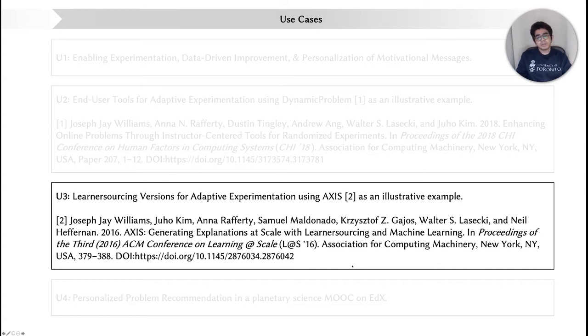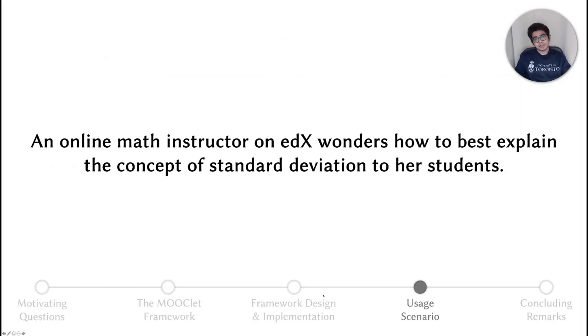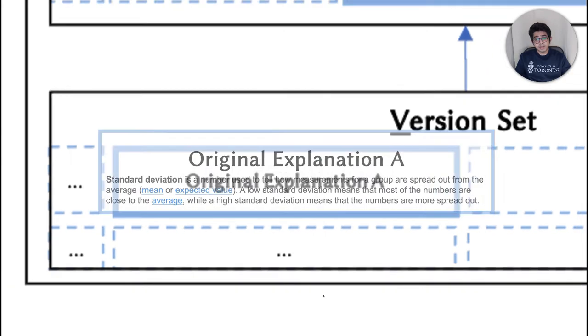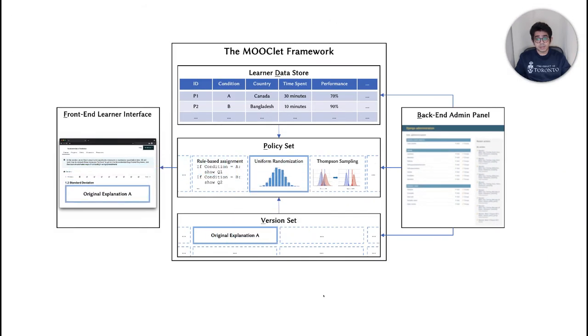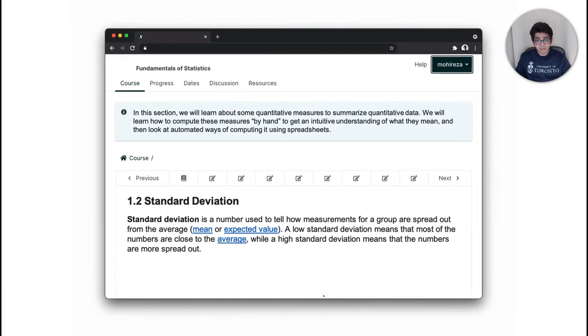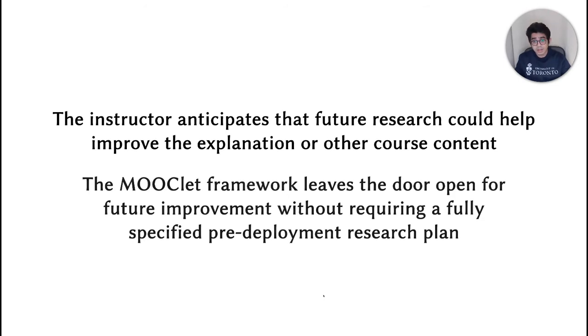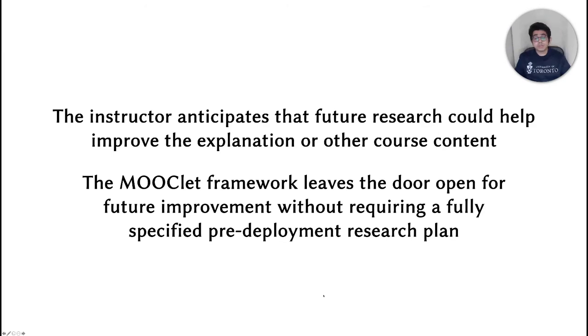To understand what can be achieved with the framework, let's consider the following usage scenario. If an online math instructor on edX wishes to identify the best way to explain the concept of standard deviation to her students, she can have a MOOClet implemented which delivers an explanation of standard deviation on a particular lesson page. The motivation for the instructor to use the MOOClet is that she anticipates that future research could be conducted to improve the explanation, although there is not yet a formulated plan for what ideas to test, and in its current form the MOOClet simply delivers the single original explanation. The framework leaves the door open for future improvement.